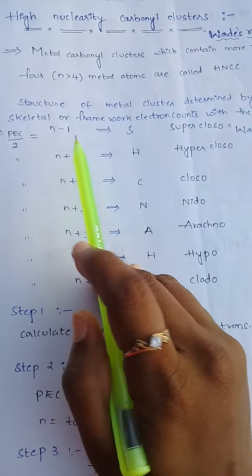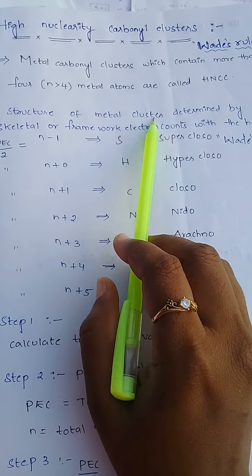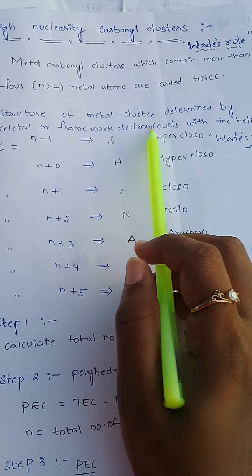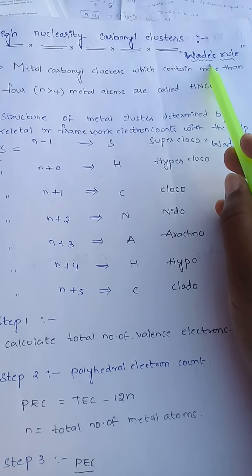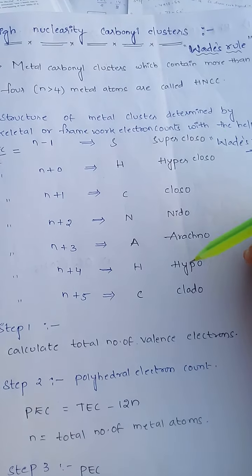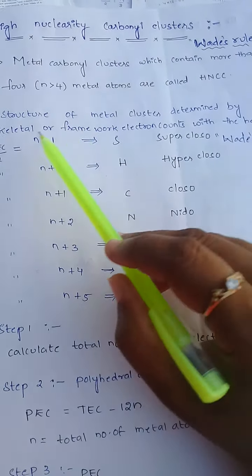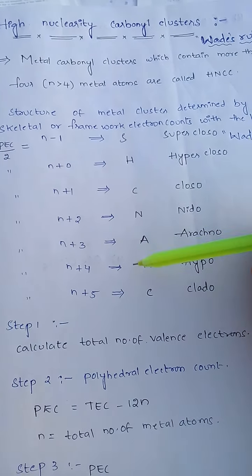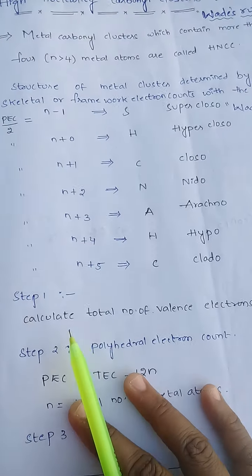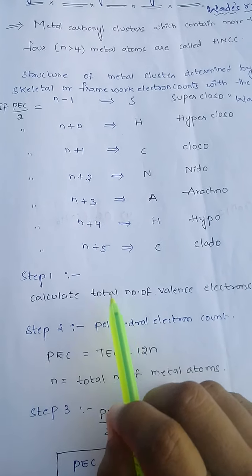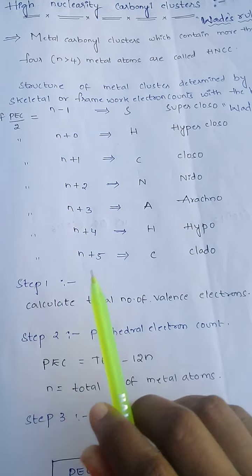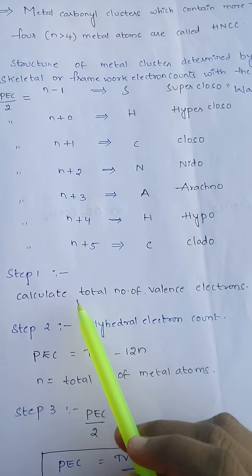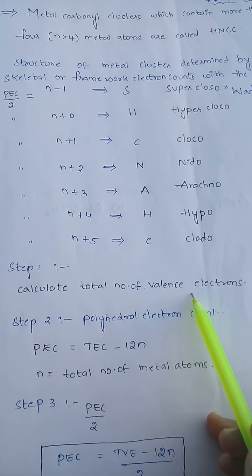See here, the structure of a metal cluster is determined by skeletal or framework electron counts with the help of Wade's rule. See the procedure to find the structure of metal clusters. In the first step, calculate the number of valence electrons.